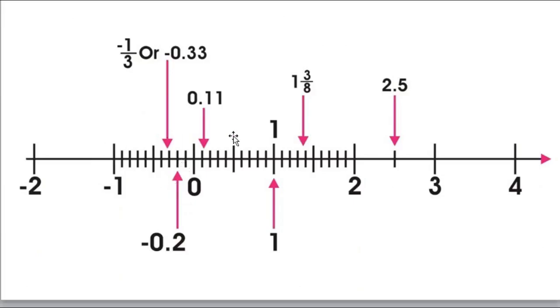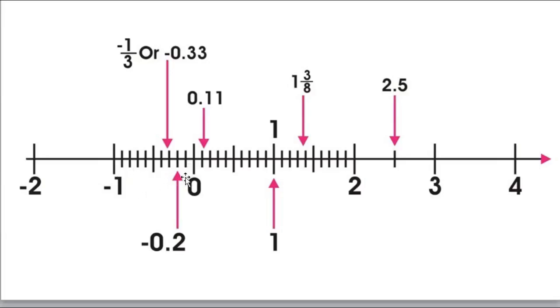So here is the number line from negative 2 to positive 4. The first number is negative 1 over 3. If we divide negative 1 by 3, we get approximately negative 0.33. On the left of 0, I have divided 0 and negative 1 into 10 equal parts. I can consider these small divisions negative 0.1, negative 0.2, negative 0.3, negative 0.4, negative 0.5, negative 0.6, negative 0.7, negative 0.8, and negative 0.9.